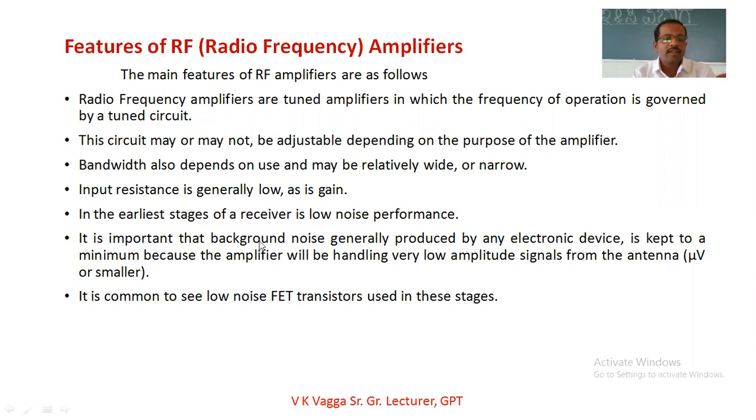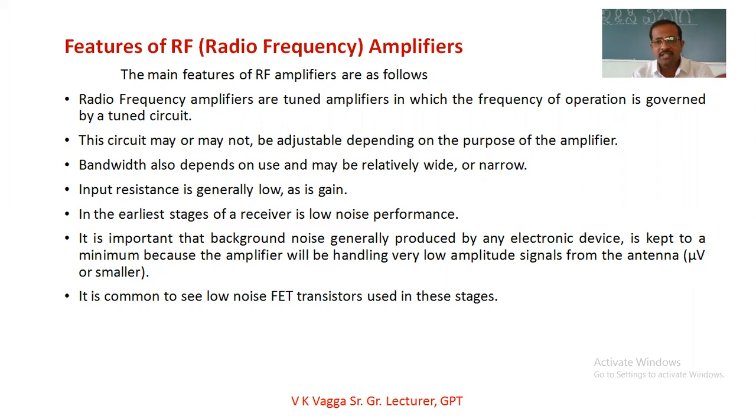It is important that the background noise generally produced by an electronic device is kept to a minimum. It is because the amplifier will be handling very low amplitude signals from the antenna, which are in terms of microvolts or smaller. So whatever circuit you are going to build for the radio frequency receiver should generate very little noise.